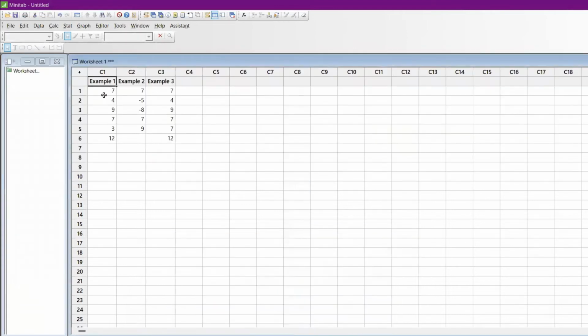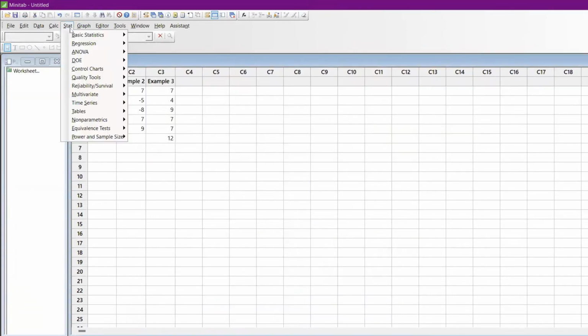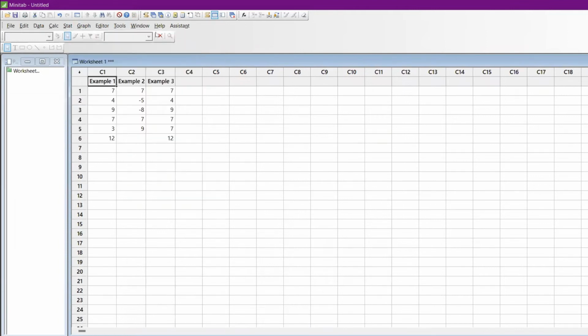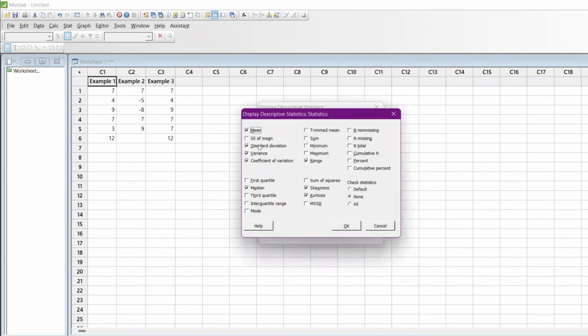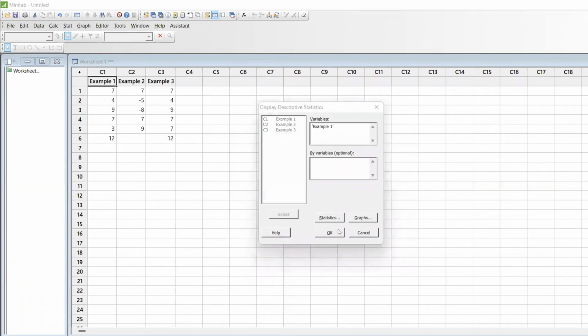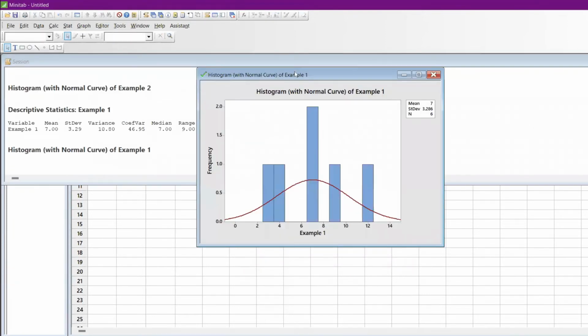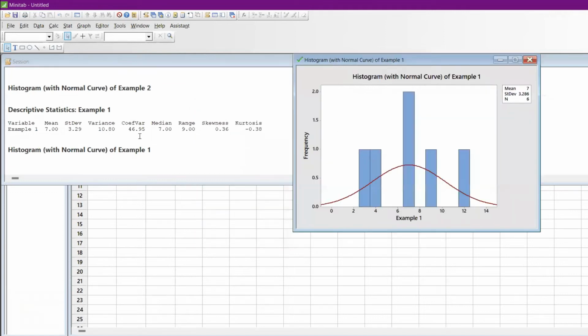So this is example number one, and the basic statistics we can find: display descriptive statistics, and I'm taking the one, and all these values like mean, standard deviation, variance, coefficient of variance, and then you have median and range, skewness, kurtosis, and all that. Give okay. So you got the curve and you got the values, exactly the same values we got in Excel as well.